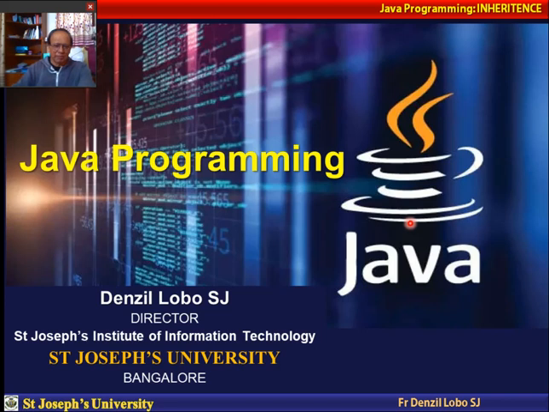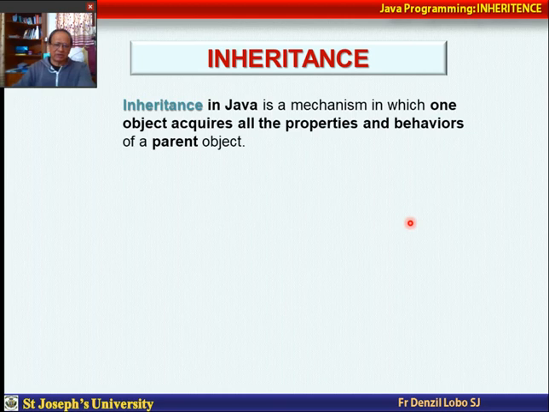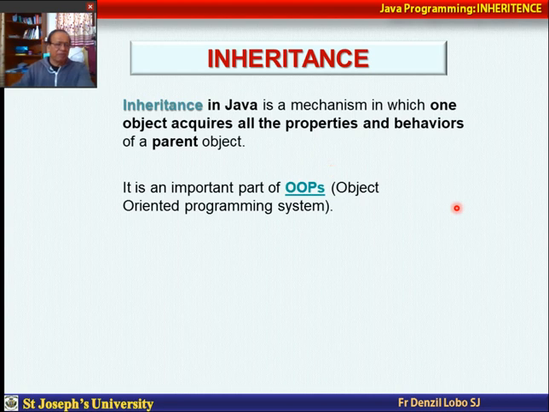Java programming. In this session, I will deal with the concept of inheritance. Inheritance in Java is a mechanism in which one object acquires all the properties and behaviors of a parent. You have got the subclass and the parent class, parent object. So all the properties, maybe the variables and the methods, are also inherited by the subclass. Let us see what it is as we go on.